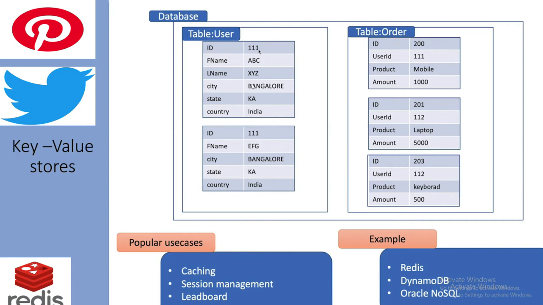So if you are trying to store data in the form of various kinds of key value pairs, then we can go for key value type databases. There are various key value databases, like Redis, which is available in real time, DynamoDB, Oracle NoSQL. Like this, we have various kinds of databases.